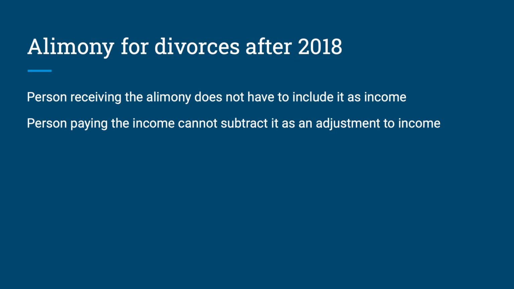So again, just to refresh and contrast them, this is really the opposite of what it was in the last scenario that we talked about, where it was included as taxable income and it could be subtracted as an adjustment to income. In this case, we're talking about years 2019, 2020, 2021. The person who is receiving the alimony does not have to include it as income, and the person paying the alimony cannot subtract it as an adjustment to income.